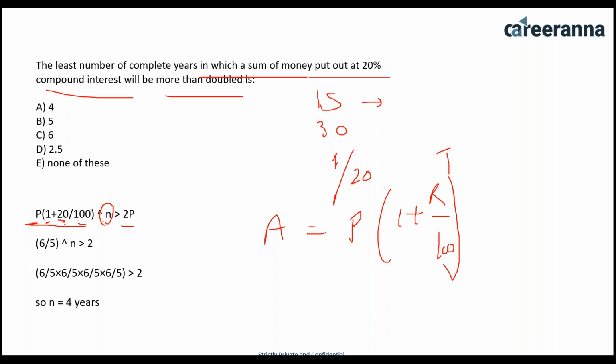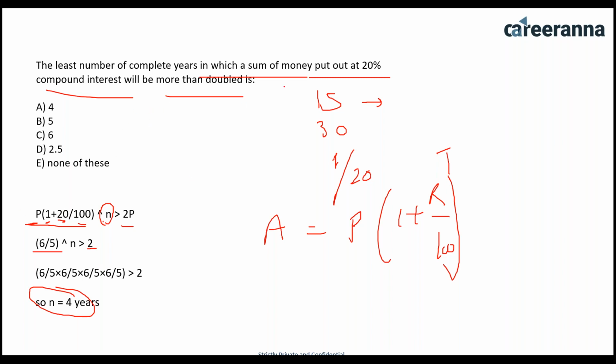It would be 120 by 100. So if I add, 120 by 100 is there, so it would be 6 by 5 to the power n should be greater than 2. And if I solve it further, I would be able to find that n is 4 years. So now let me tell you a trick to solve this question. Very easy to understand.